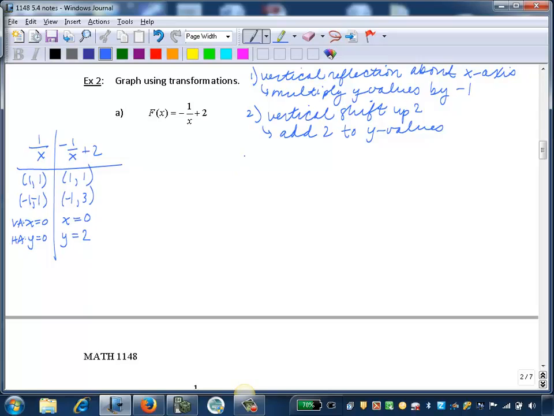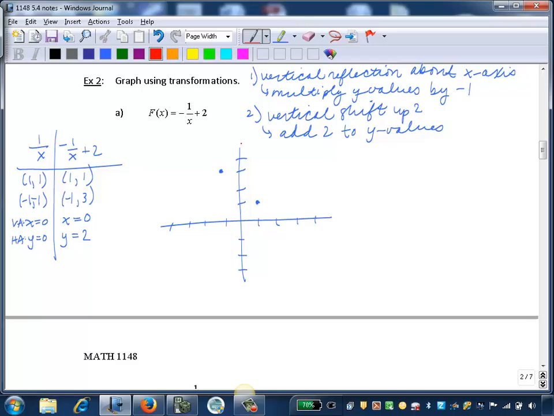So if we make a sketch, we'll plot the points (1, 1) and (negative 1, 3). And then right away I would sketch those new asymptotes, because that sets up your grid where you're going to fit your boomerang or your branch shapes within that grid.